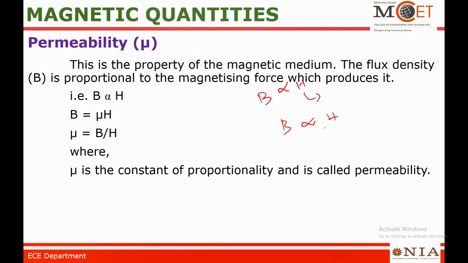In order to make this direct proportionality an equality, we use mu. So mu is the constant of proportionality, and that constant of proportionality mu is called the permeability. So B is equal to mu into H. This is called the permeability.